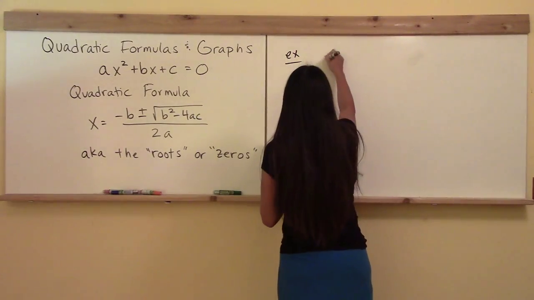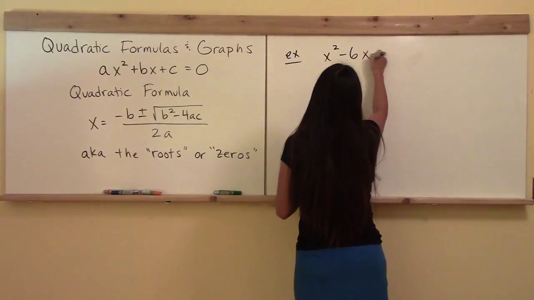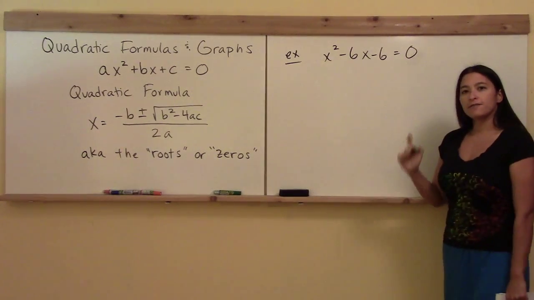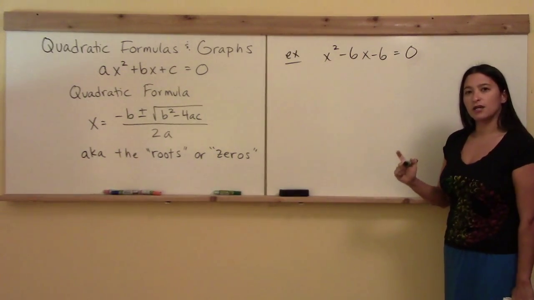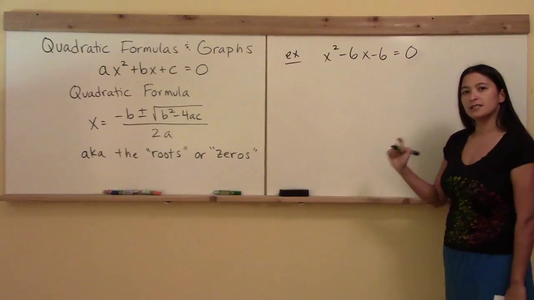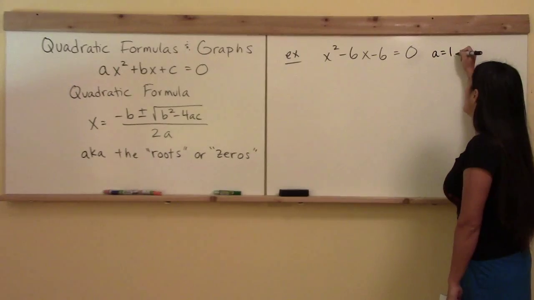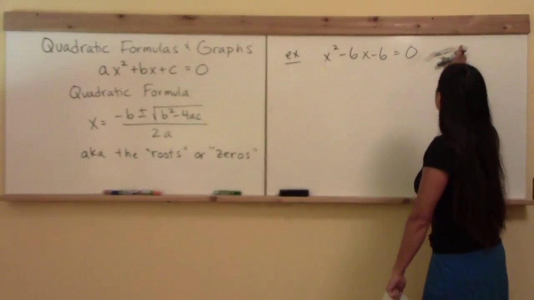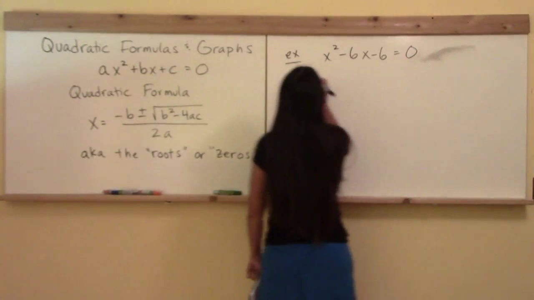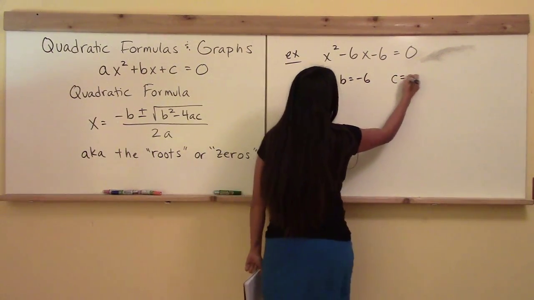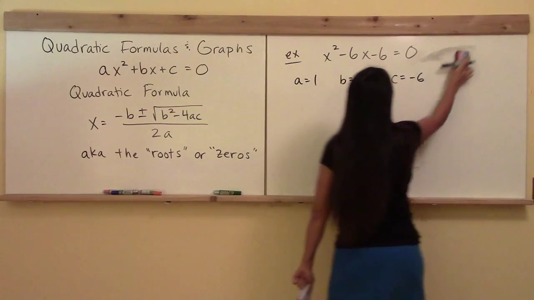Let's have an example here. x squared minus 6x minus 6 is equal to 0. Okay, first thing you want to check, is it in the correct form? Yes, it's equal to 0. Okay, so now we can start to pick out what's the value of a, what's the value of b, and what's the value of c. I'll write it over here. a is equal to 1, b is equal to minus 6, c is equal to minus 6.